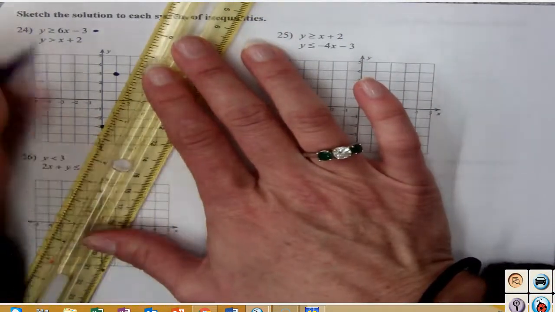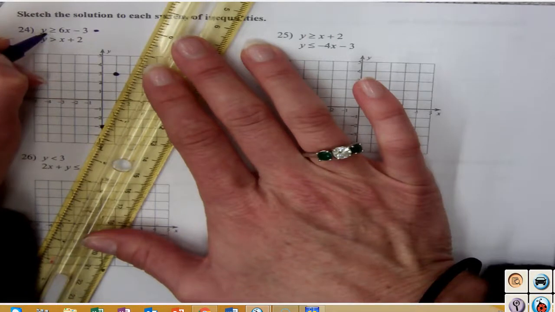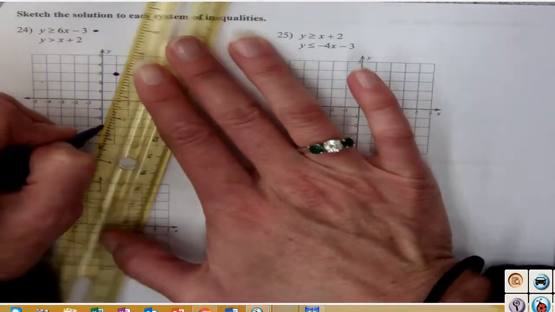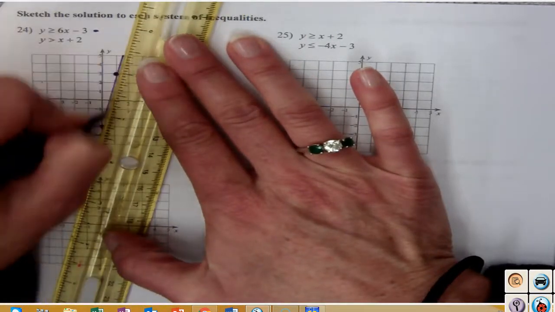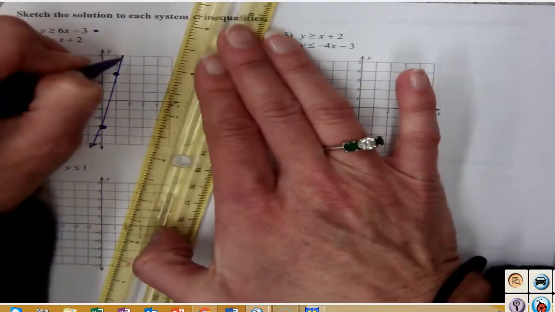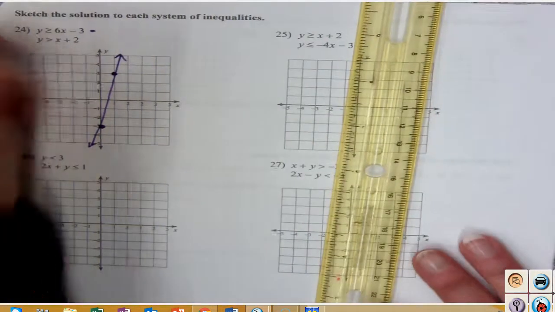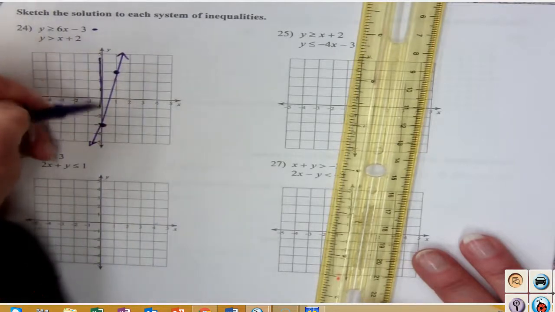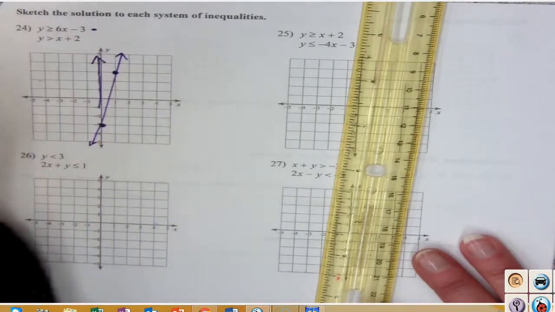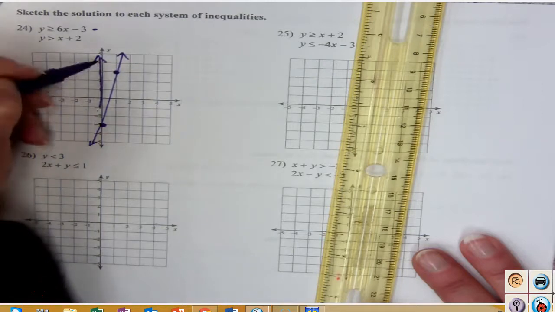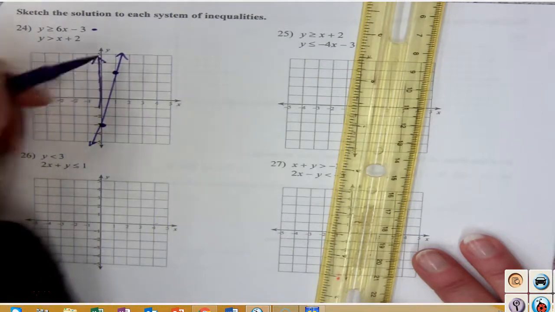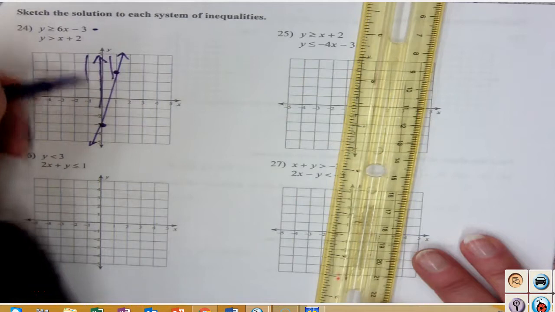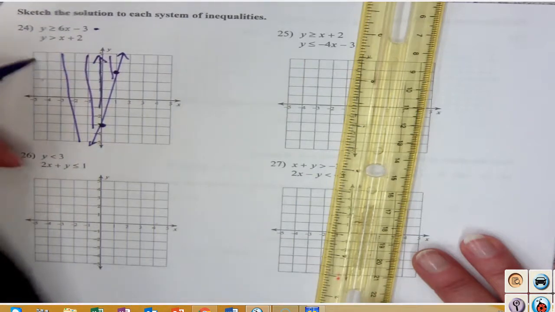And I'm going to use a solid line because it's equal to. Then, y is greater than, so I'm going to shade, since y is getting bigger. Y is bigger than anything on the side of the line. So I'm going to shade this portion.